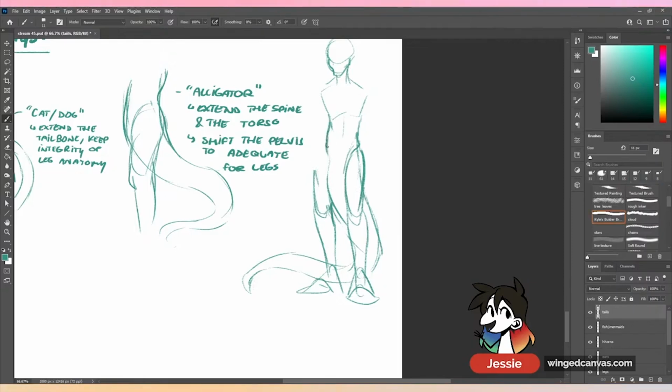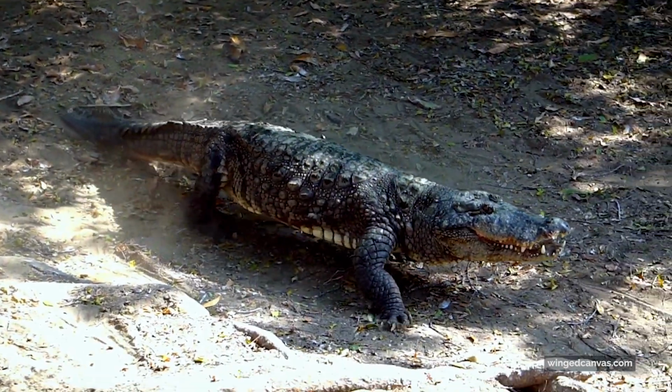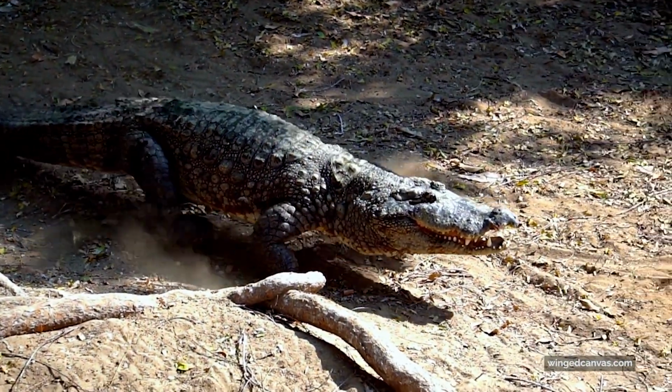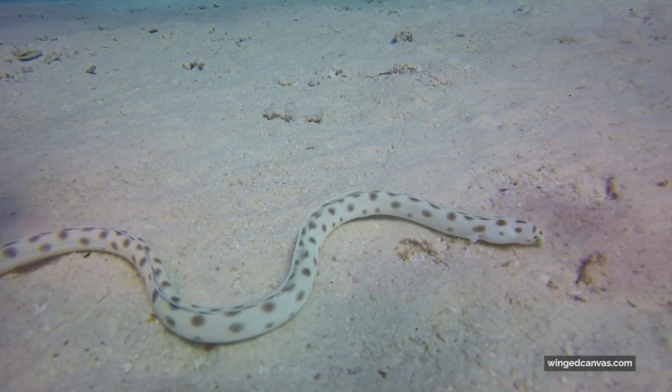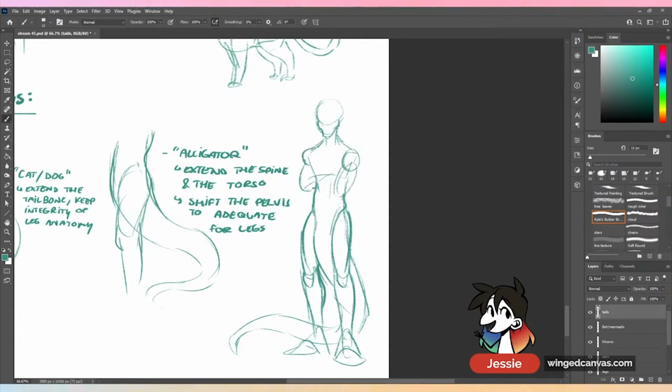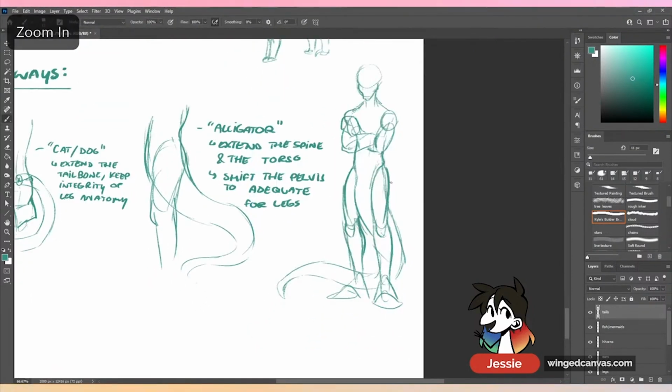Even though this is technically how it works, because if you look at an alligator, their entire body is one. It's the same thing with snakes. Their entire body is one big spine. So you just have to adjust and continue the pelvis downwards. That's generally how I think of tails on a person, or just tails in general.